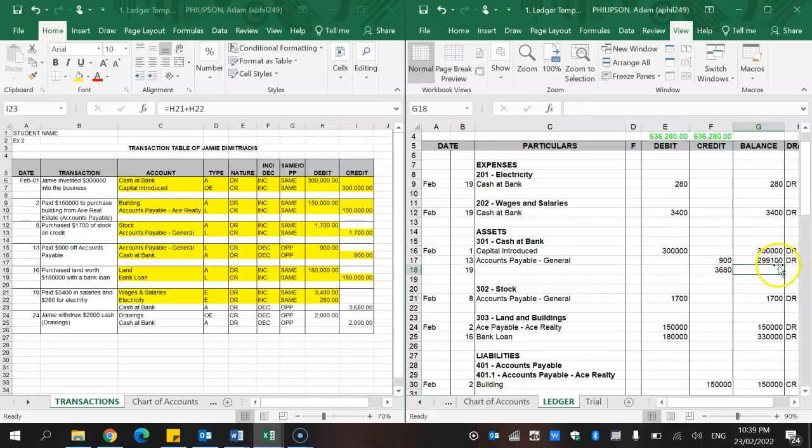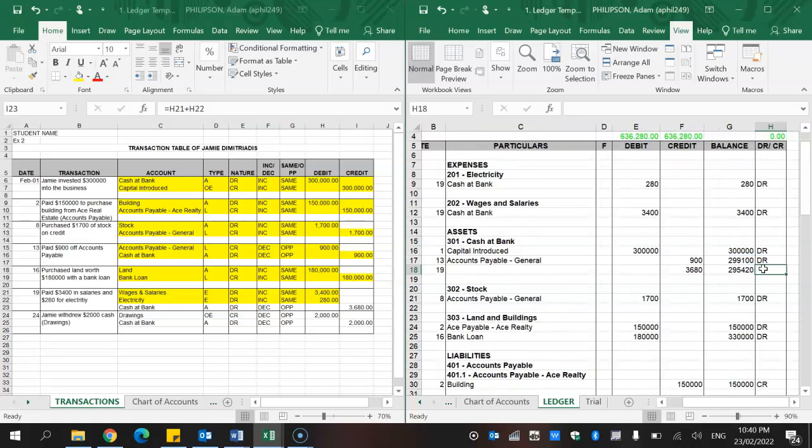And again, okay, cash at bank, it's a positive asset, it's a debit, but where we've spent money, there's money coming out of our bank account. So in here, we need to go equals, arrow up to 299,000 minus the 3680, tab, okay. We've still got 295,000 in our bank account. It's still a positive asset. It is still a debit.